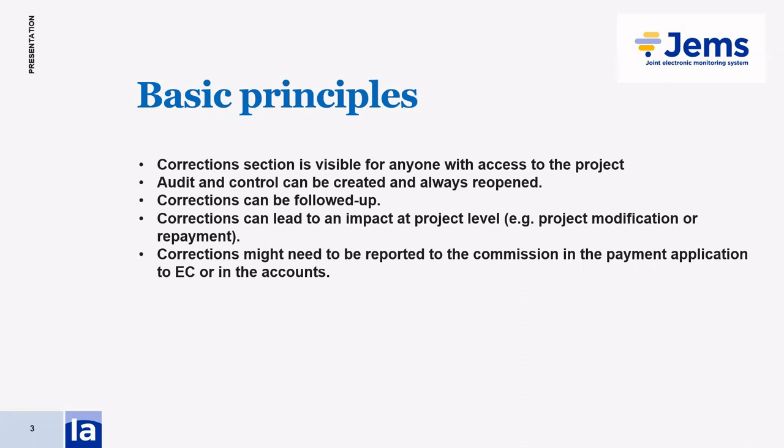Corrections can also lead to an impact at project level, as indicated before. For example, a flat correction can lead to a project modification. You can then also link the correction to a modification and reduce the project budget. Or it can lead to a repayment where you can link the correction ID to a project installment, so a payment to the beneficiary. So you can either create a negative installment and link the correction, or link it to an existing installment and reduce the amount. Then it might also be that the corrections need to be reported to the commission, either in the payment application to EC or in the accounts, and this depends on the scenarios. We will see how all of this works in Jems now in the system.